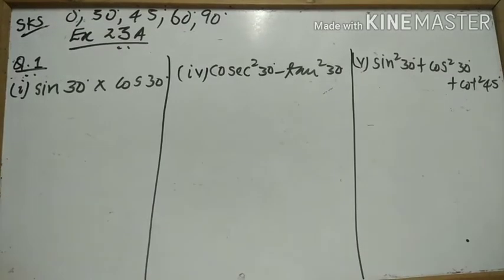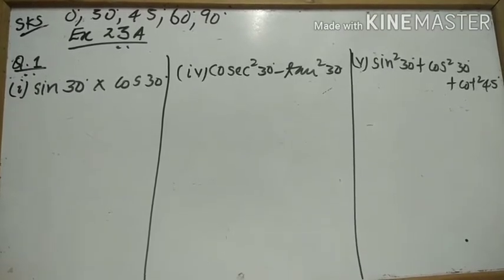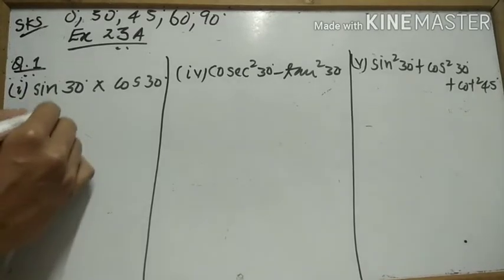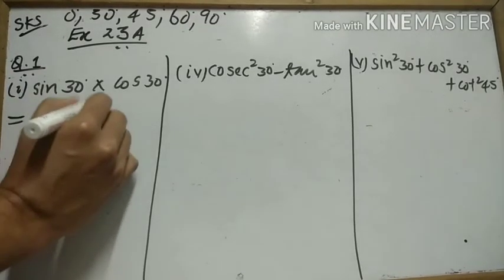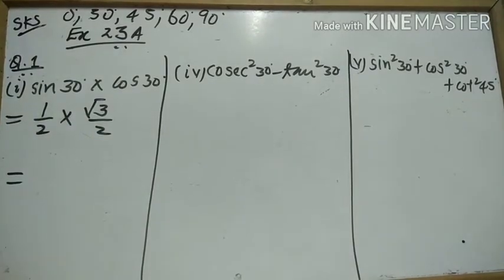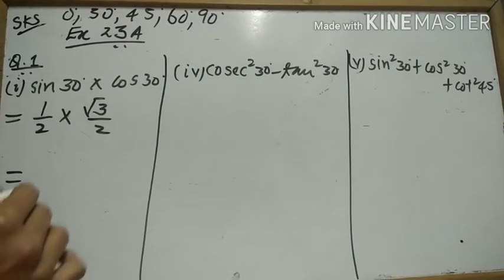The questions I am taking from exercise 23A. A few questions we will talk about today. The first question they have asked is sub question 1, sine 30 degree into cos 30 degree. My dear friends, you should know the value of sine 30. You have to just substitute 1 upon 2 multiplied by root 3 upon 2. Remember, numerator will multiply to numerator, denominator will multiply to denominator. If any cancellation is possible, you have to do the cancellation.